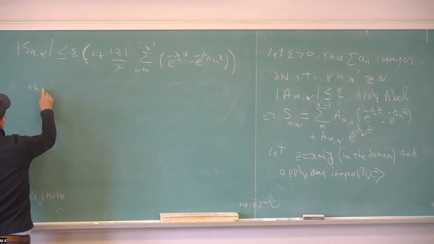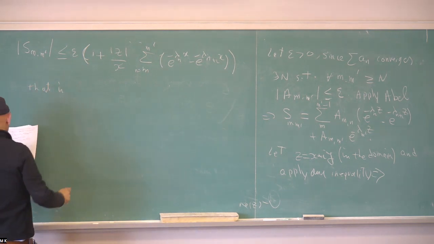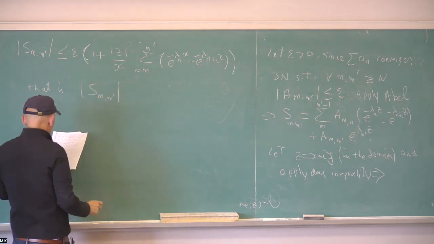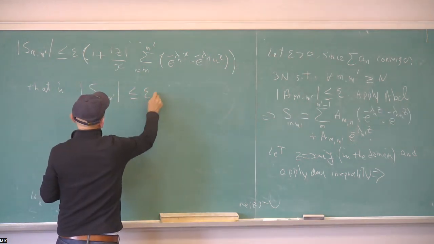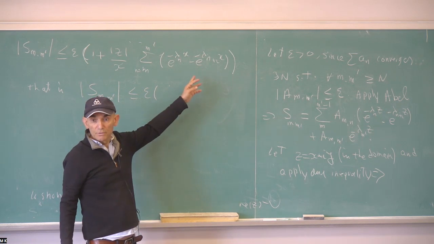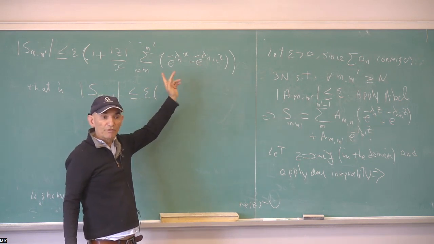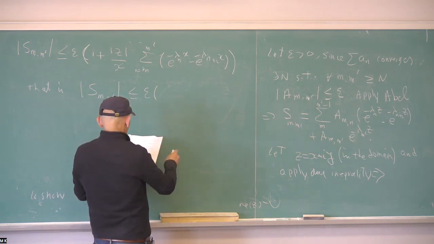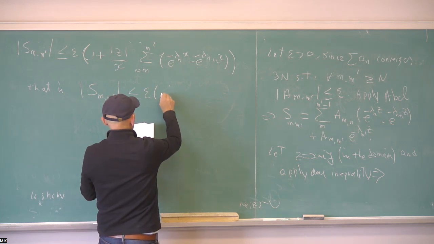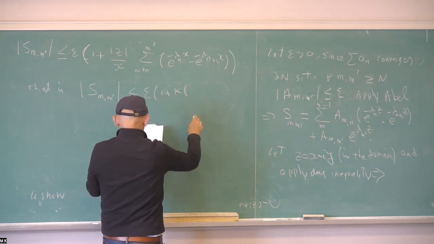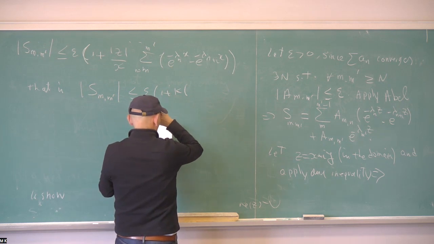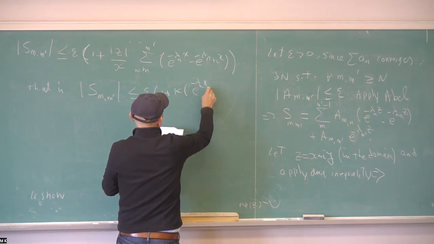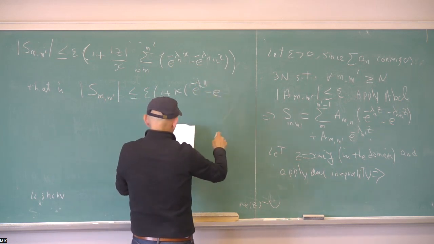So that is, the absolute value of S m prime is less than or equal to epsilon. Now, this sum telescopes. You see, they cancel each other two by two, only the first and last terms remain, right? So then this is less than or equal to epsilon times 1 plus k times e to the minus lambda m x, the first one, minus e to the minus lambda m prime x.